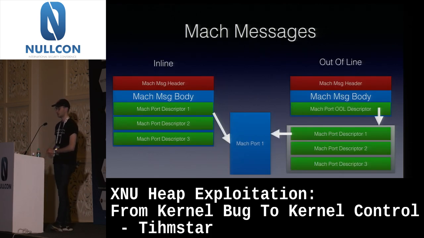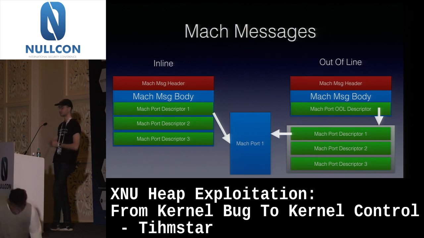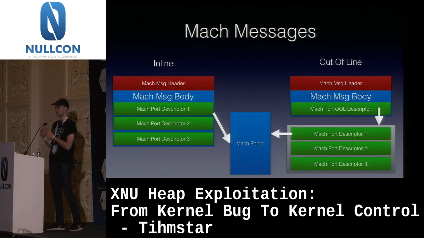To show you the difference, on the left we have an inline message. So you have the header, the body, and I send, like, three port descriptors inline. And they're kind of pointers by the time it gets to the kernel, which point to a Mach port. Versus an out-of-line message, where you have the header, the body, and you say, I'm sending these out of line. That contains a pointer to a kalloc buffer, and the kalloc buffer just has pointers to the ports. And this kalloc buffer is the one we're going to target.